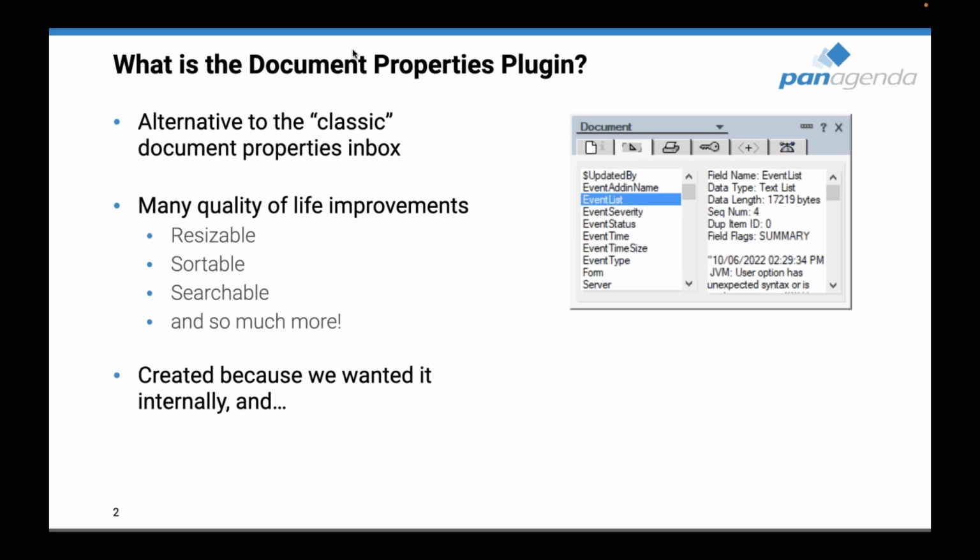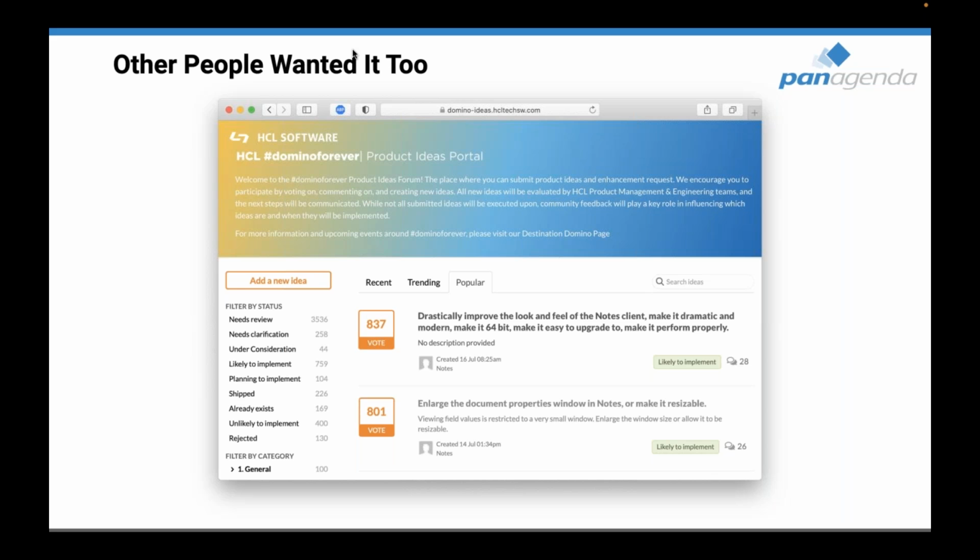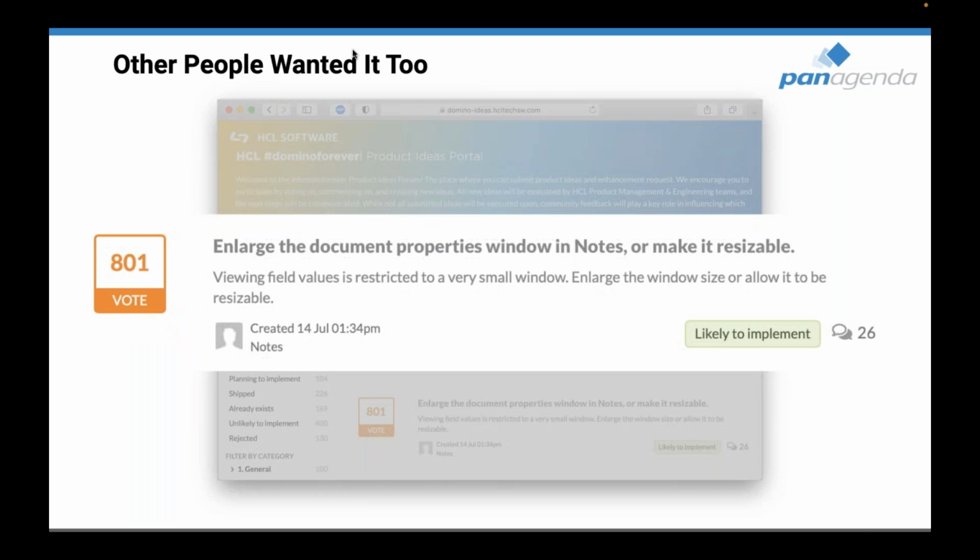So I did. I wrote an Eclipse plugin that has some quality of life improvements over the standard document properties dialog. It's resizable, you can search for things, you can sort for things, and a bunch of other things like that. I made it for me for the most part, and also for some of the guys I work with at Panagenda who were asking for something like that. Also on the Domino Ideas website, it was the second most popular request for a long time to enhance the properties window. So I guess I wasn't the only one who wanted that.